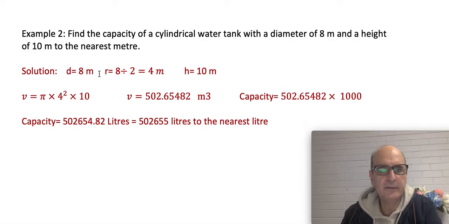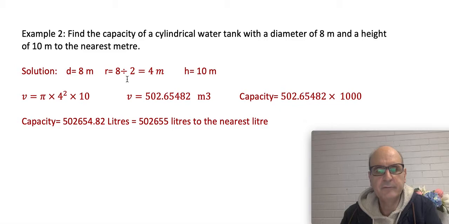So we write again the information they have given us. We're talking about a cylinder. Its diameter is 8 and its height is 10. The only thing is we need to get the radius. Radius is half of the diameter. So 8 divided by 2 is 4. So that is the radius of the cylinder.